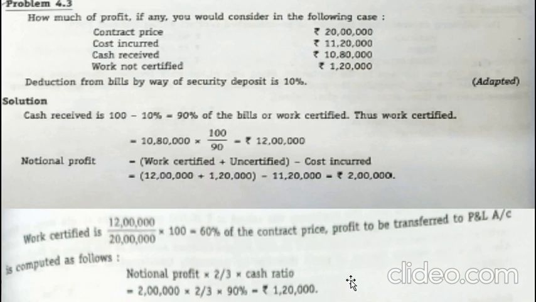So how much is your total notional profit? 2 lakh. Out of 2 lakh, 1 lakh 20,000 will be transferred to your profit and loss account, and the remaining 80,000 will be transferred to your reserves account. As per the question, they have asked how much profit is transferred, so we show only that, which is 1 lakh 20,000. The remaining 80,000 is transferred to your general reserves account.